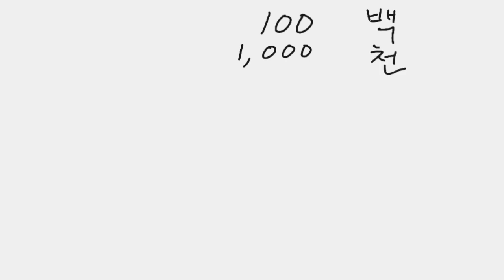Chinese Sino number, big number. So we know up to 99, 99, and then after it's 100. Then 1000, 1000. 10,000, 10,000.